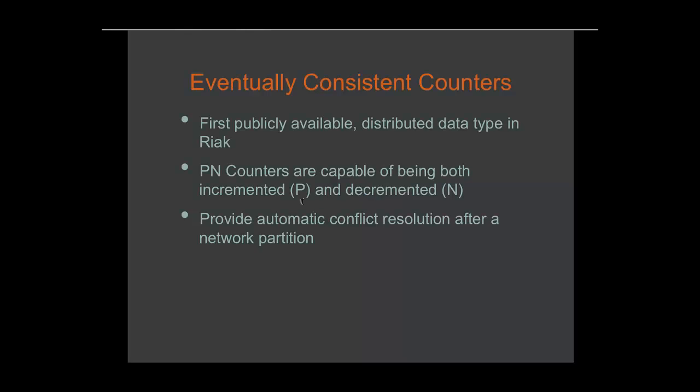So we're going to start with talking about the concept of eventually consistent counters. If you weren't able to attend our Recon 2012 event in San Francisco, there's an excellent talk about the concept of distributed counters. I encourage you to look it up. I also encourage you to attend Recon West, which is coming up in October. But eventually consistent counters are the first publicly available distributed data type in Riak. These PN counters are capable of being both incremented and decremented, and they provide automatic conflict resolution after a network partition.